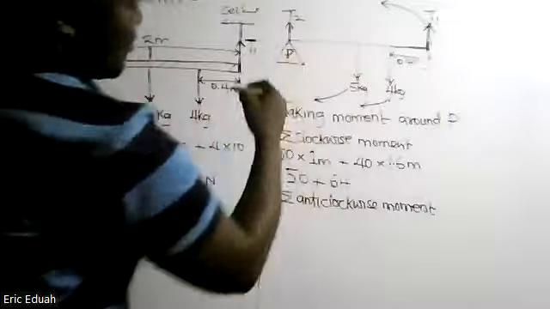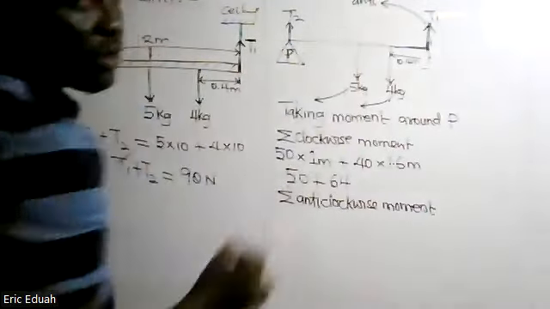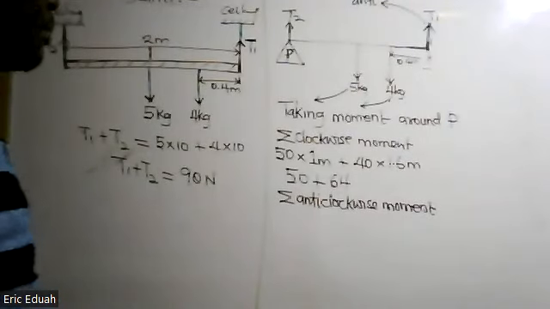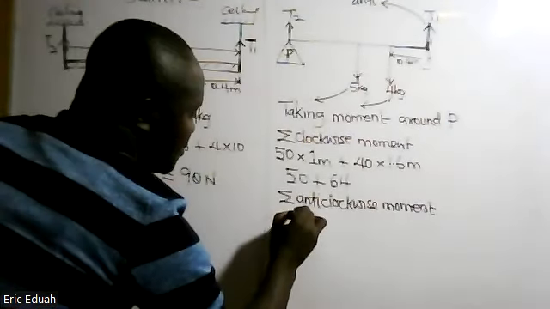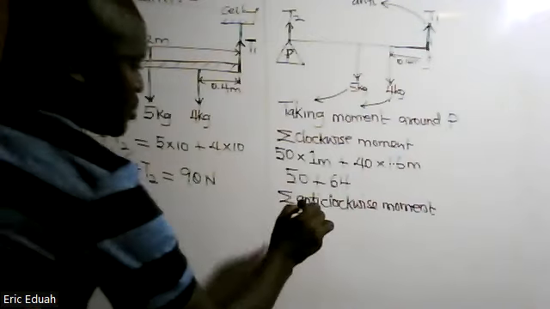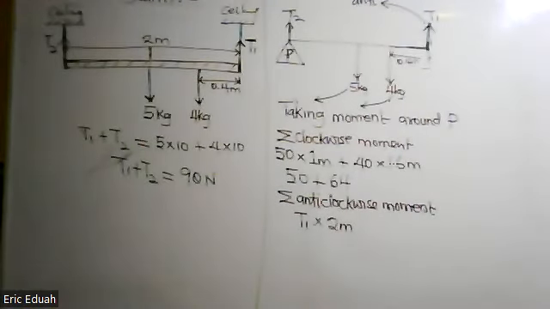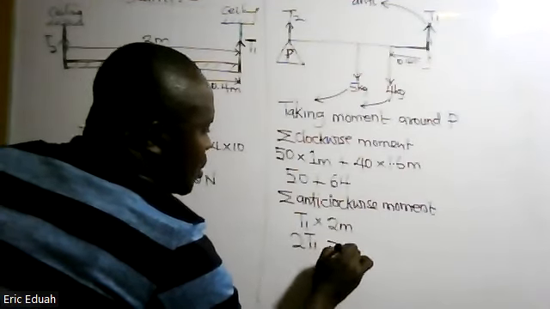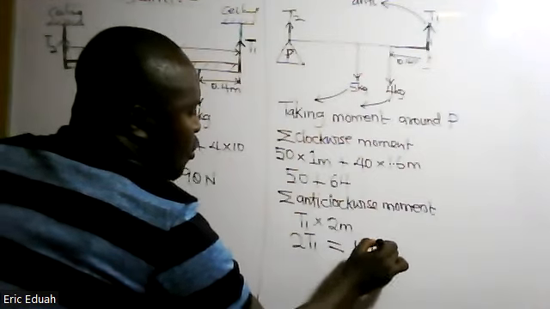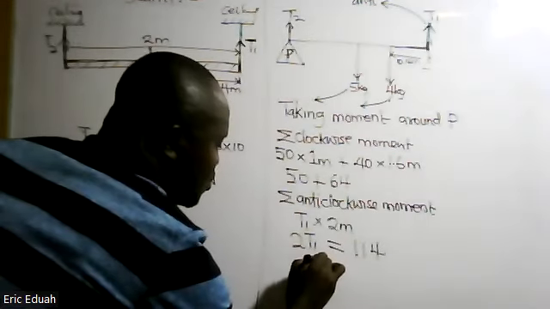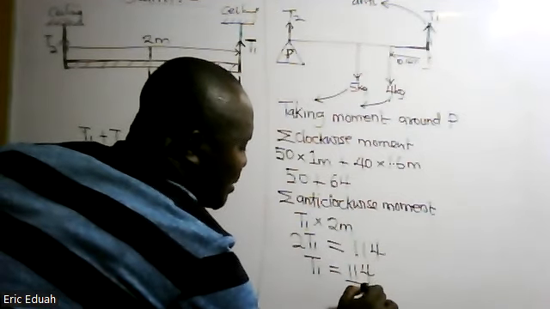So T1 is giving us an anti-clockwise moment. What is the perpendicular distance from T1 to the pivot? 2 meters. Exactly. So it means 2 meters times T1 is equal to 114. Therefore, T1 would be 114 divided by 2.